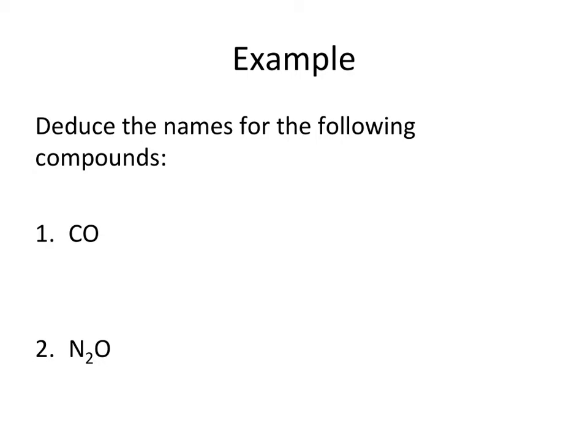So here's an example. We have 2 examples here. We have CO and we have N2O. So CO, we name the first atom as is, so that is going to be carbon.